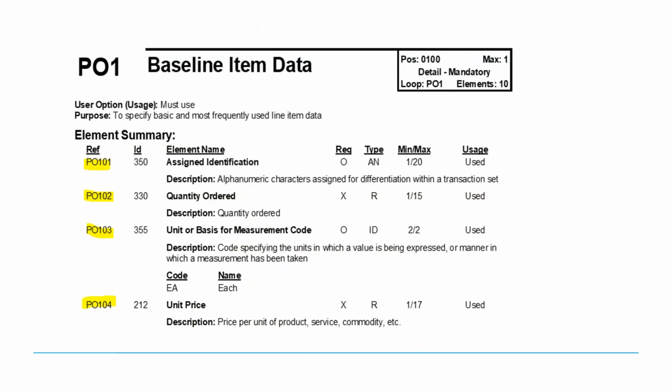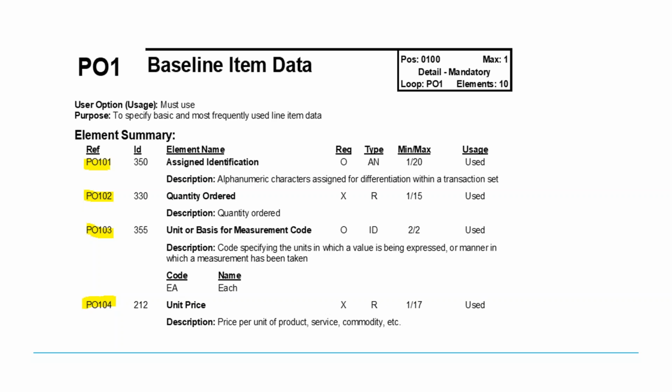Now we're going to move on to the detail segment. This is where they tell you what item they're going to be sending in, what the unit of measure is going to be, how much it's going to cost, and how many they're ordering. So here you can see this is PO 101. The PO 101 is a line number.